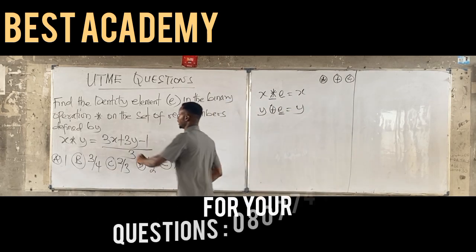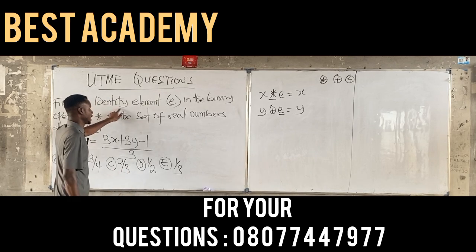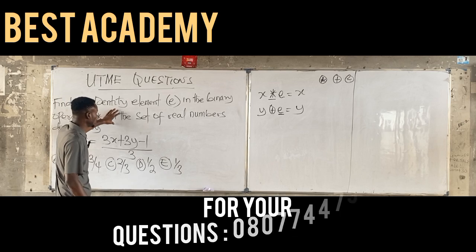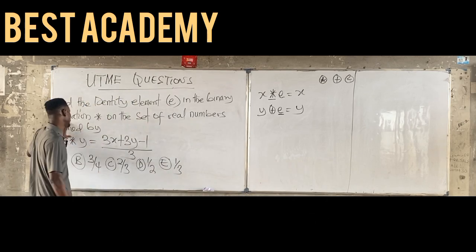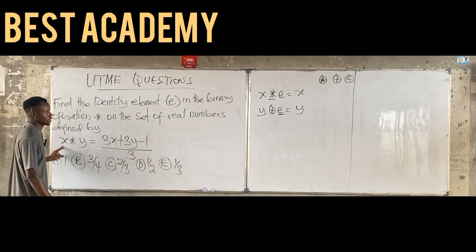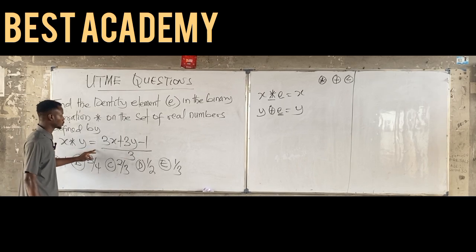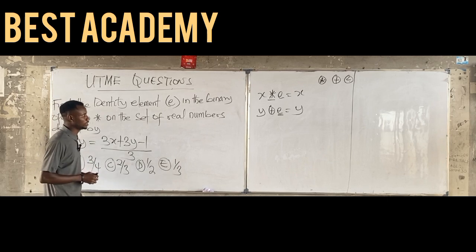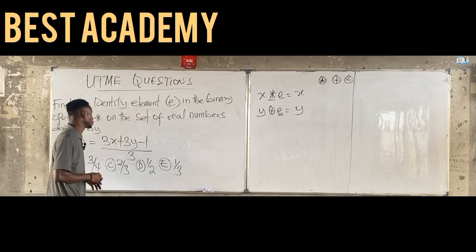Okay. So let's apply the same stuff here. I have a question here. They said find the identity element E in the binary operation asterisk on the set of real numbers defined by this, that is X asterisk Y is equal to 3X plus 3Y minus 1 over 3.